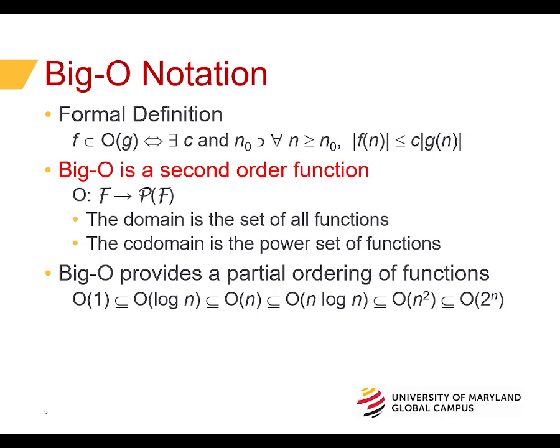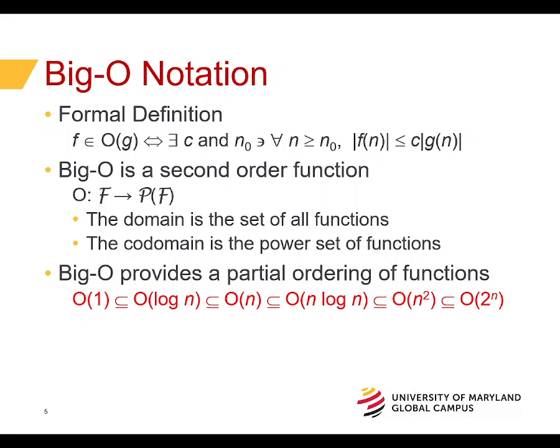Big O itself is a function, but it is what is called a second-order function because its domain and codomain both involve functions. The domain is the set of all functions. The codomain is the power set of all functions. In this form, all of this formalism leads us to what is of greatest concern to us, which is a way to order the growth rate of functions. Because we are dealing with sets of functions, what we have is technically a partial order.